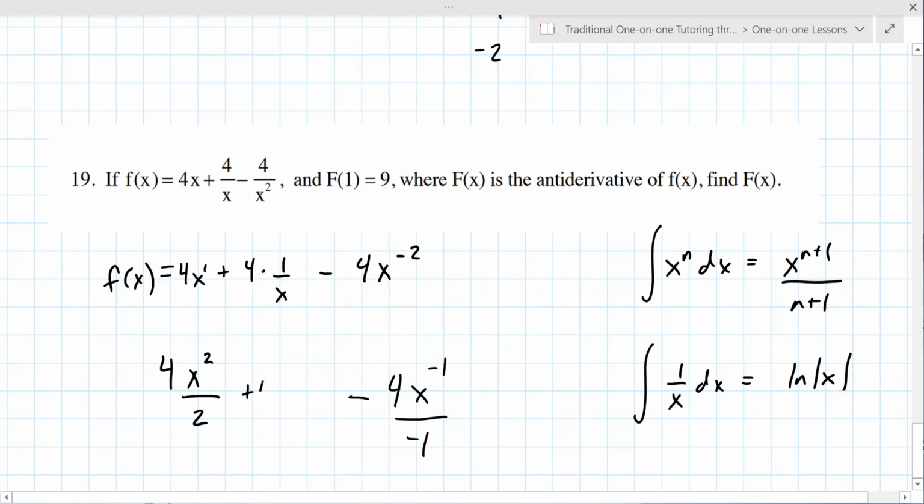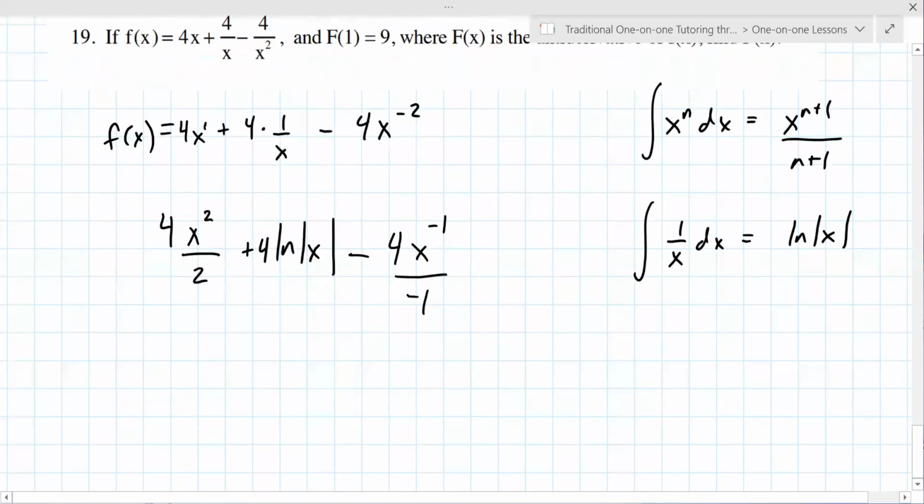Okay, so this is plus 4 natural log absolute value of x. With some simplification here, you can see that it's 2x squared plus 4 natural log absolute value of x plus 4, because those cancel, over x plus c.